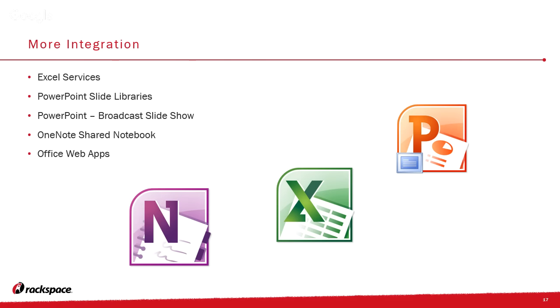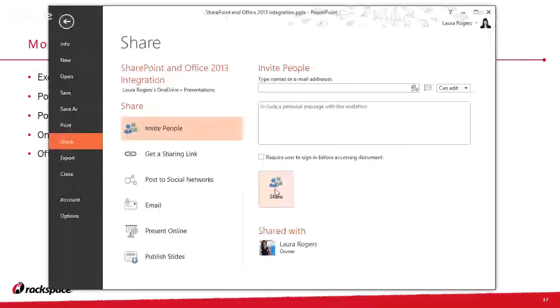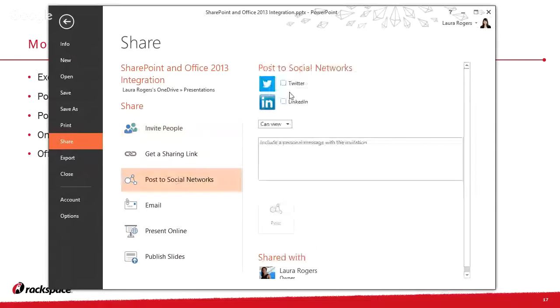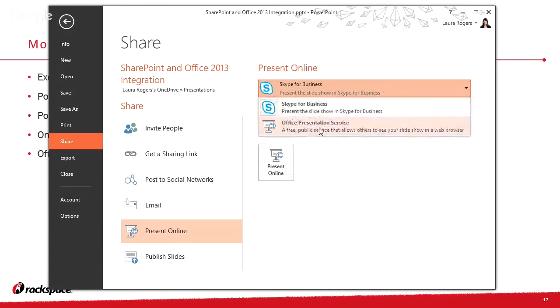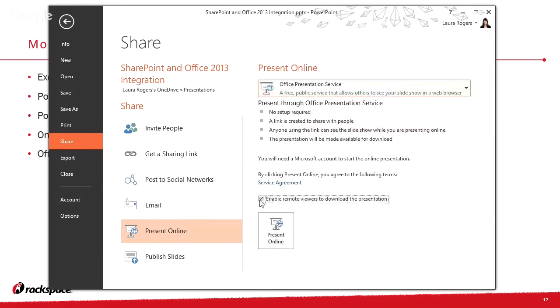You can still go into PowerPoint and broadcast your slideshow. Has anybody ever done this? Share. Yeah. If you go to the Share tab in PowerPoint, I've got Post to Social Networks. Wow, cool. I can post my presentation to a social network. I can present online. So I can actually use this public presentation service if I want to. And I can choose Present Online.